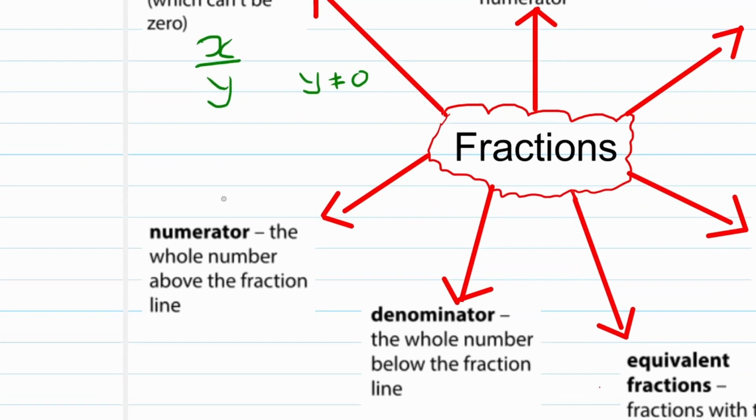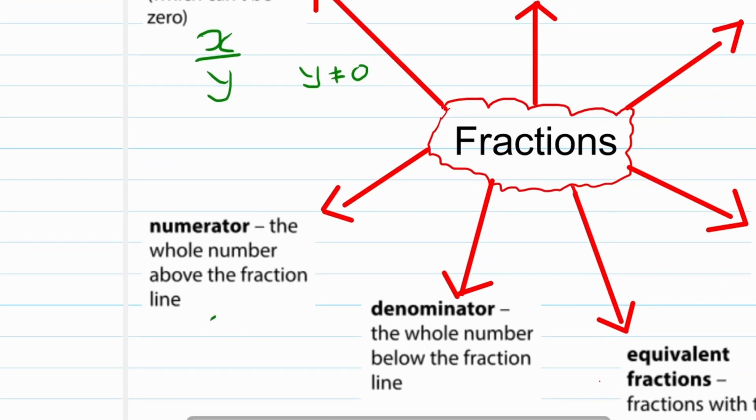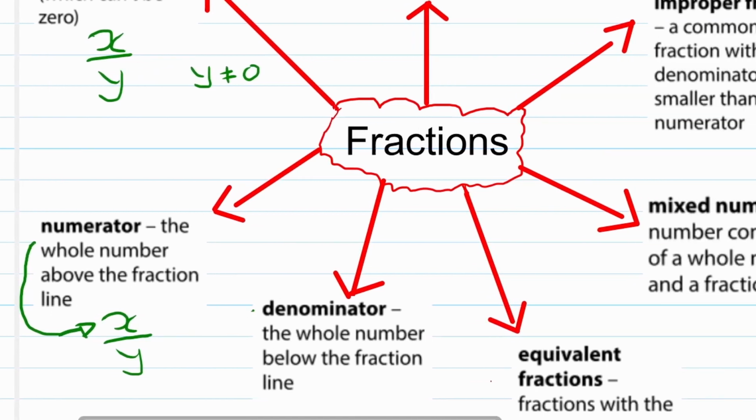Then numerator, what is the numerator? The numerator is what is above the line. So in this case, x is the numerator. The same with the denominator. The denominator is the whole number below the fraction line. In this case, this is y.